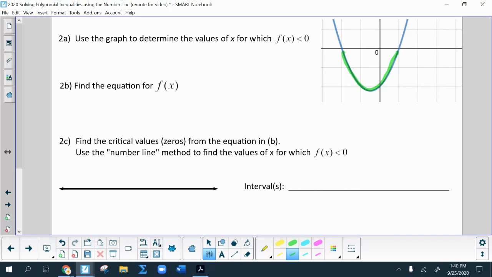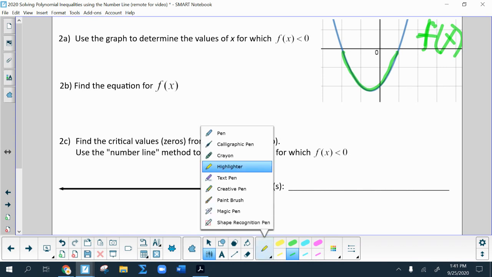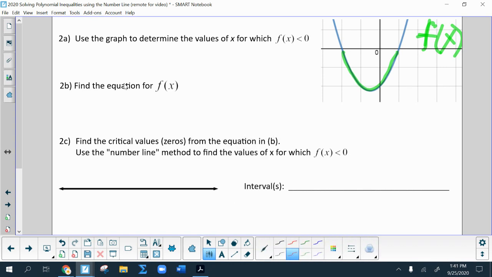This question is saying use the graph to determine the values of x for which the function f of x, which is this, is less than 0. So I've already highlighted where it is less than 0 in there. So now I just have to write that out. But I'm not going to actually write it here. I'm going to write it down in this interval spot when I get down there.